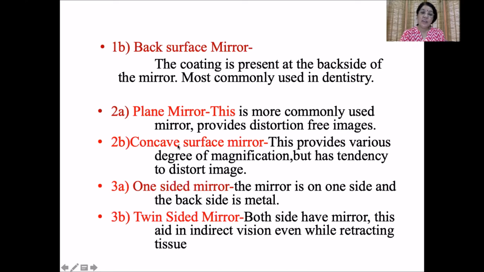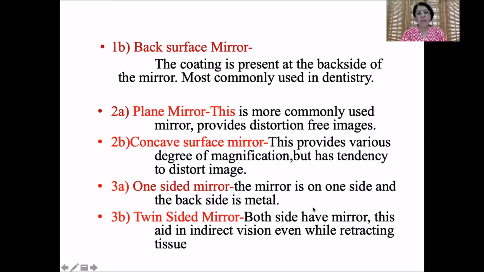When you use a concave surface mirror, which we do use in dentistry, it gives you a magnified image. The advantage is that if caries is very small or if the pulp horn is exposed, you get a magnified image and your vision improves. So at times, especially in endodontics, we do use concave surface mirrors.